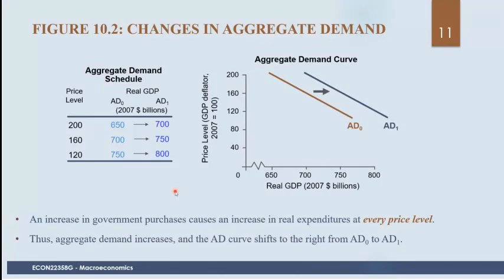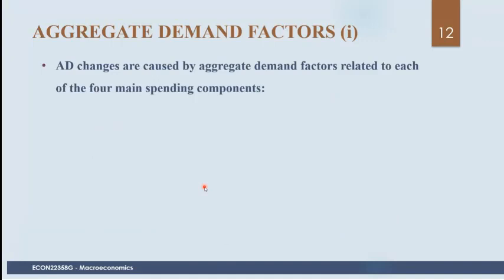So basically, we have more spending, right? So this real GDP level, which measures the expenditures at each price level, is going to be higher. At this price level, we're going to be over to the right by this horizontal distance. Aggregate demand changes are caused by aggregate demand factors related to each of the four main spending components.